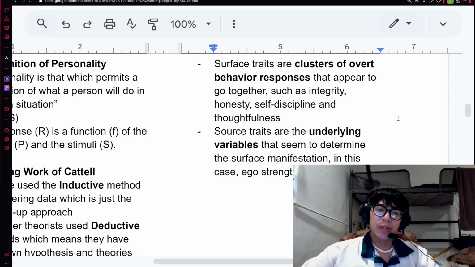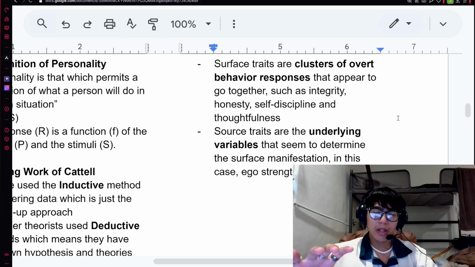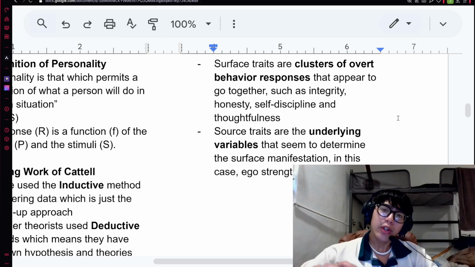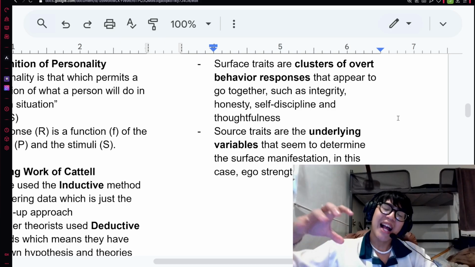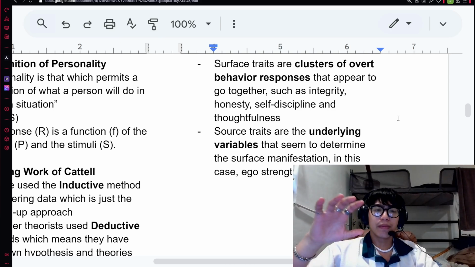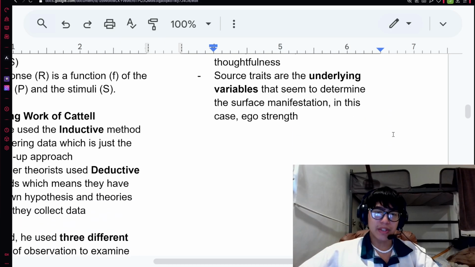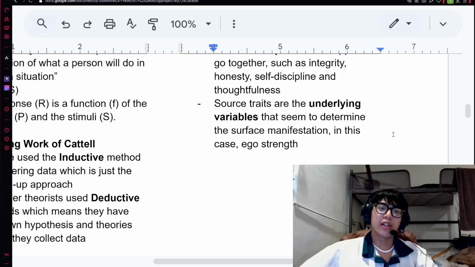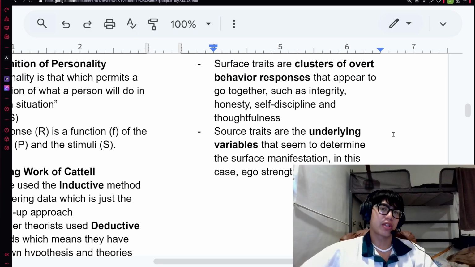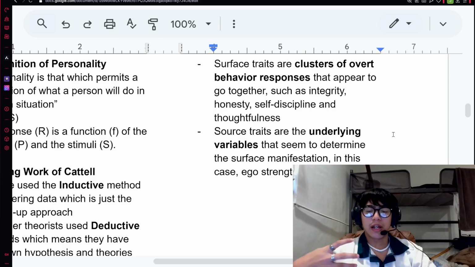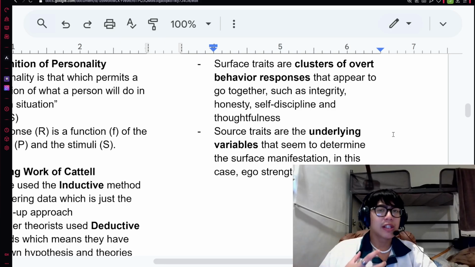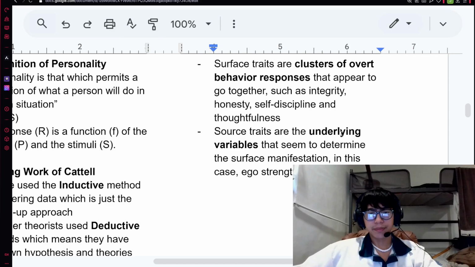The difference between surface traits and source traits, apart from the fact that you can't see source traits, sometimes you can, but source traits are basically underlying variables. In a sense, it's what's actually true. So this determines the surface manifestation. So in this case, the source trait is actually ego strength, because they're inflating their own ego. They're feeding their own ego by doing all of this stuff like honesty, integrity, thoughtfulness.